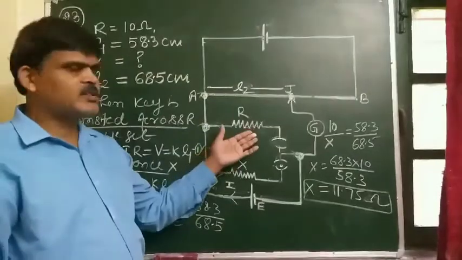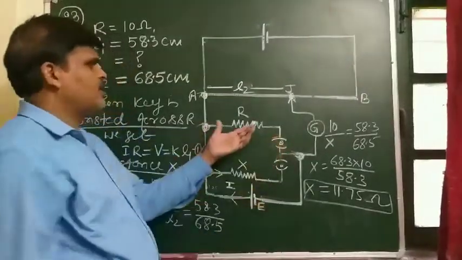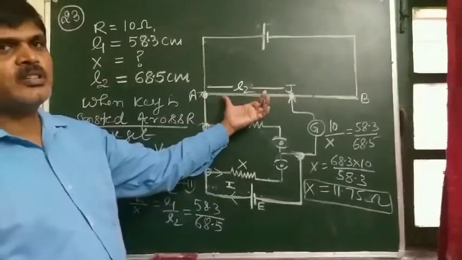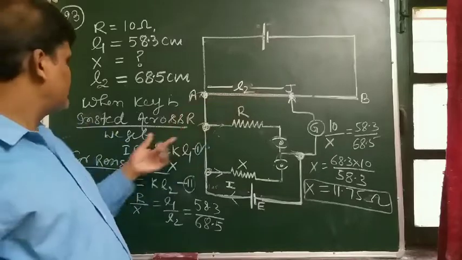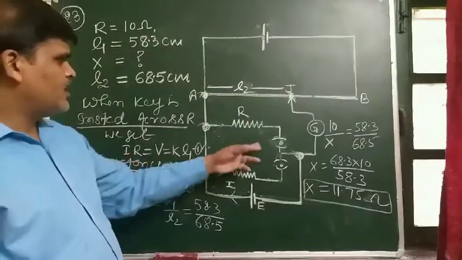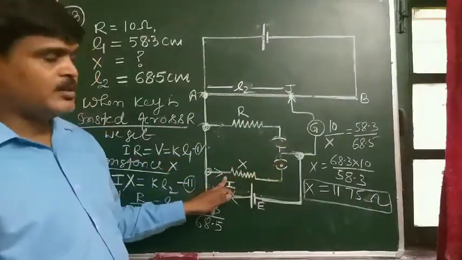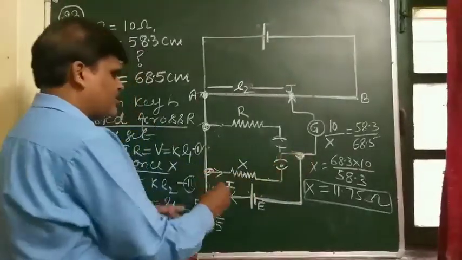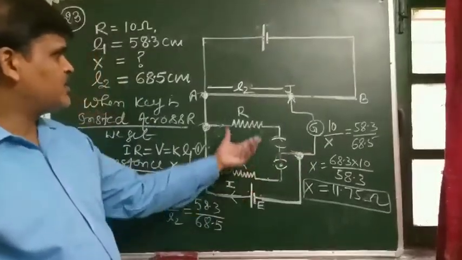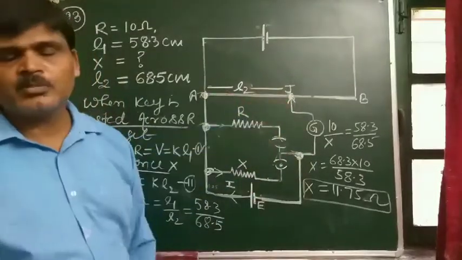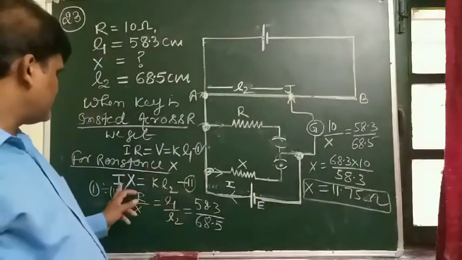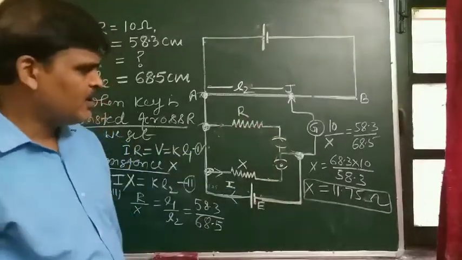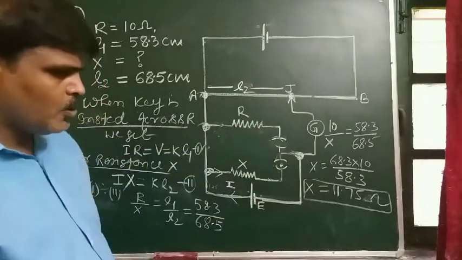So first of all, this resistance is inserted into the circuit. The potential drop across R, which is equal to the potential drop across the potentiometer wire, comes out to be IR, which is KL1. And next, insert the resistance X into the circuit. Again, the terminal potential difference across X is equal to the potential drop across the potentiometer wire, again at the L2 position. So Ix is equal to KL2, R by X, and solving this, X comes out to be 11.75 ohm.